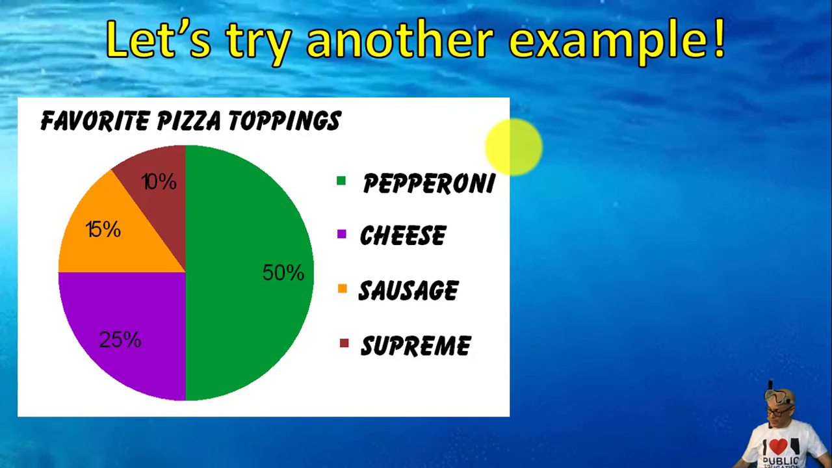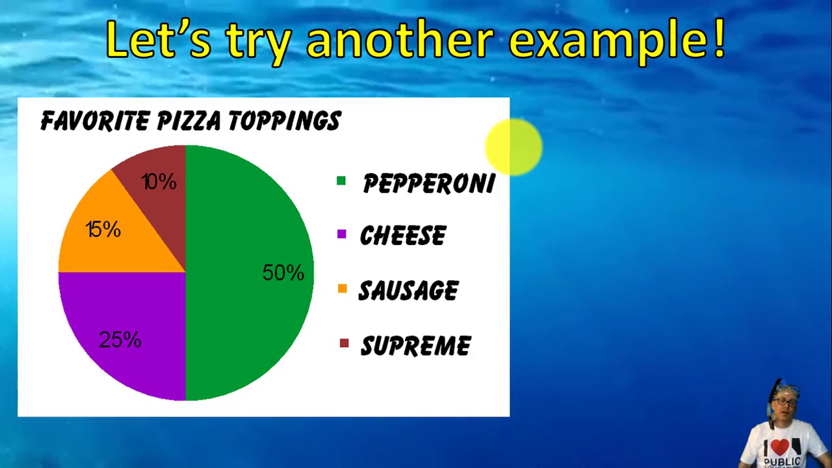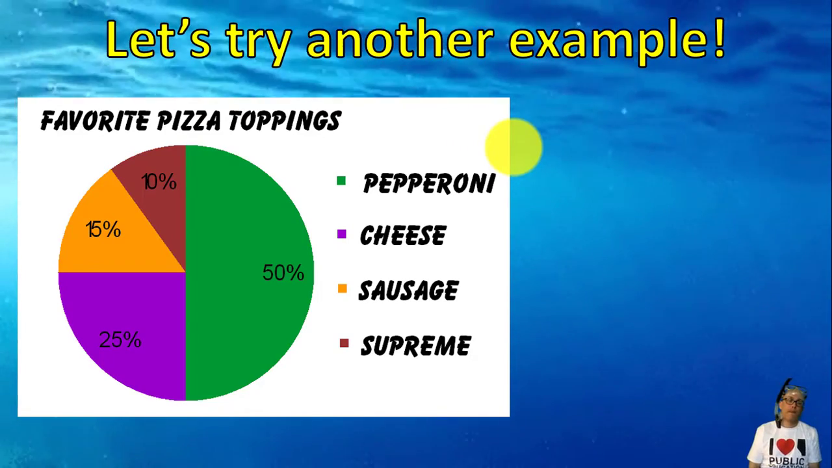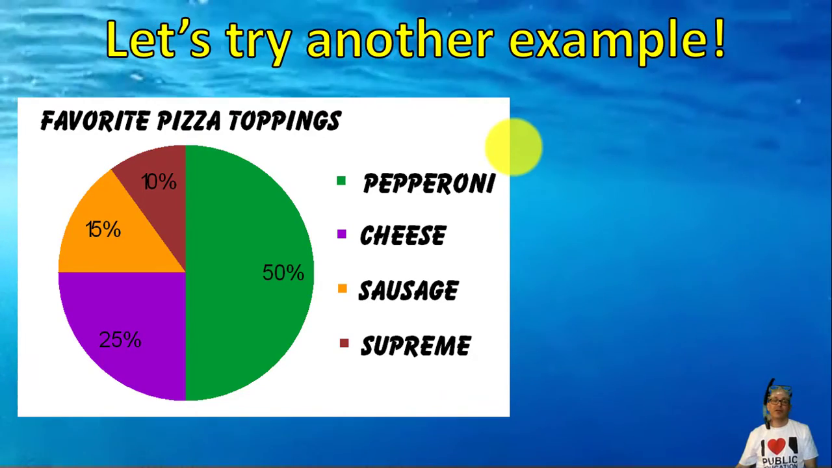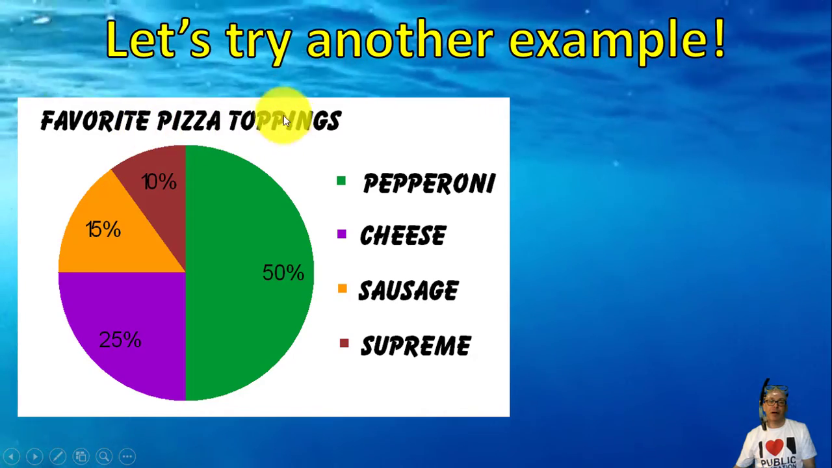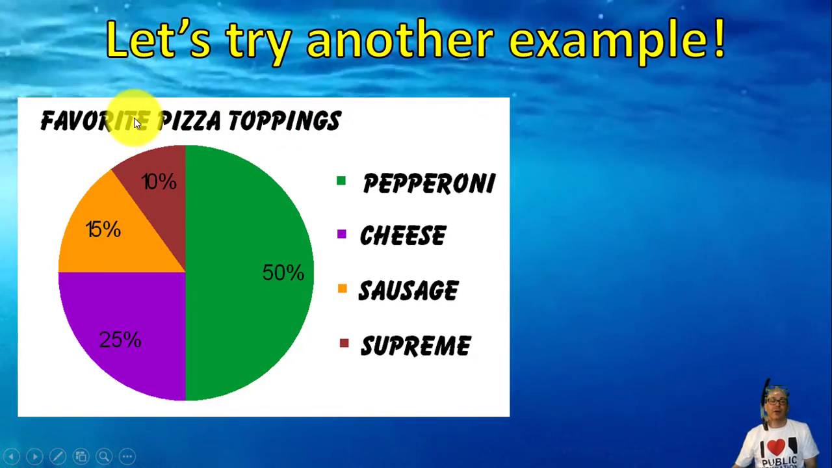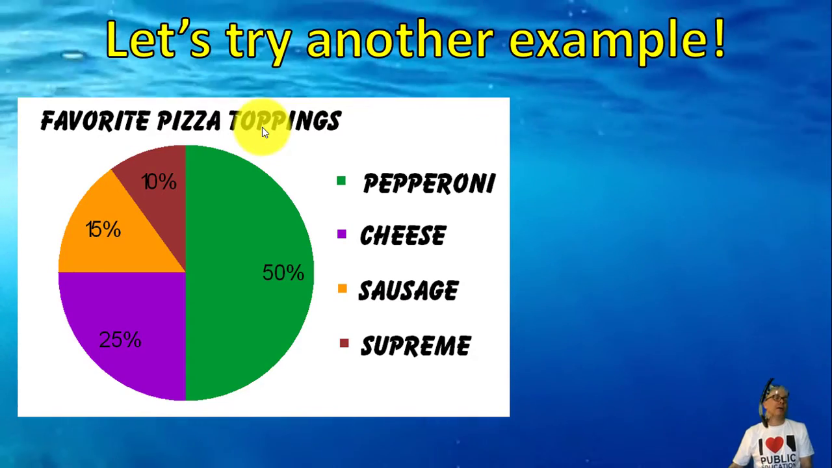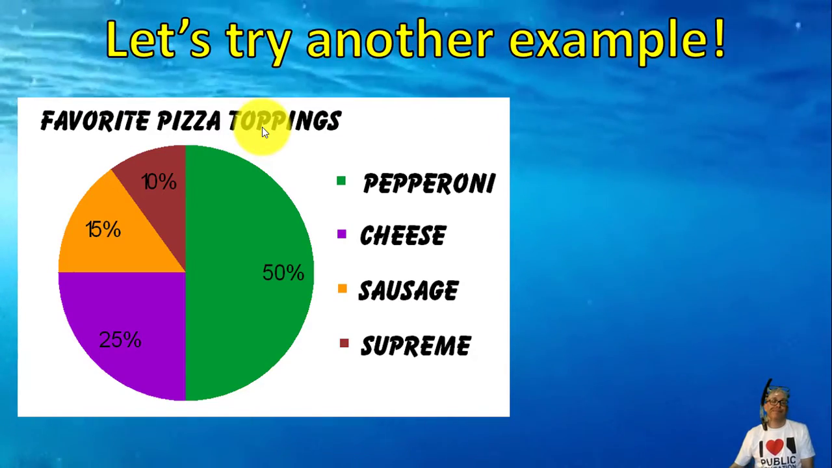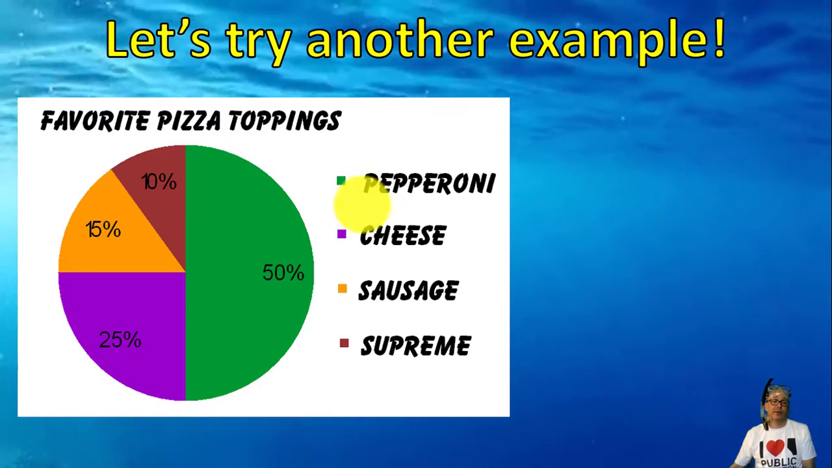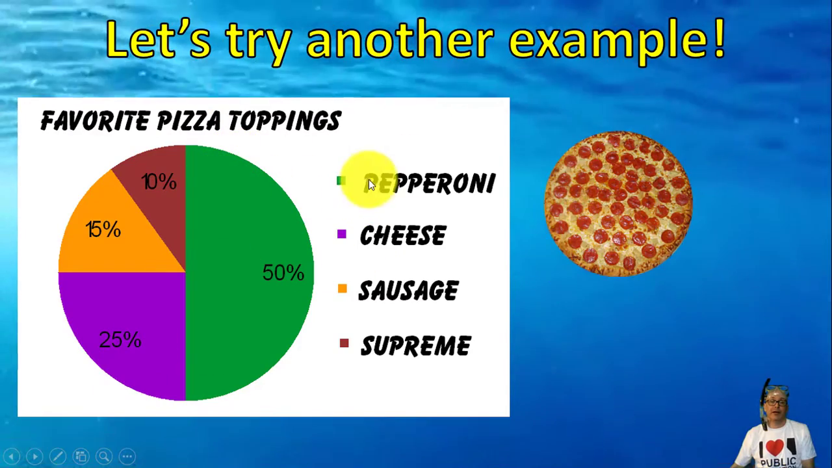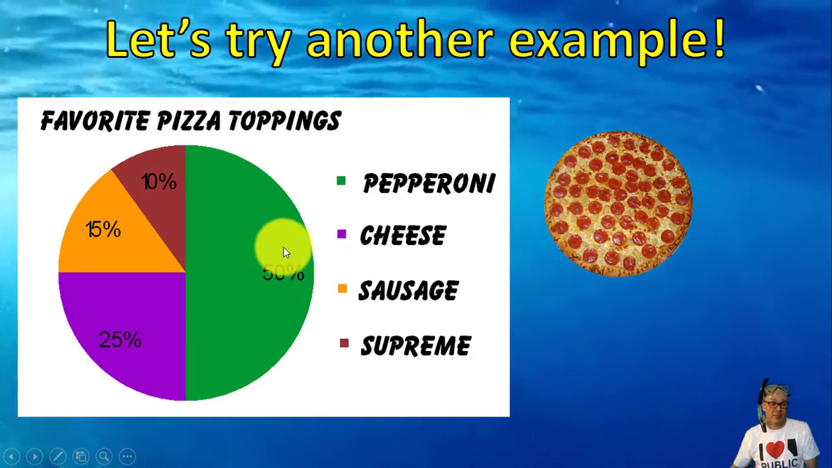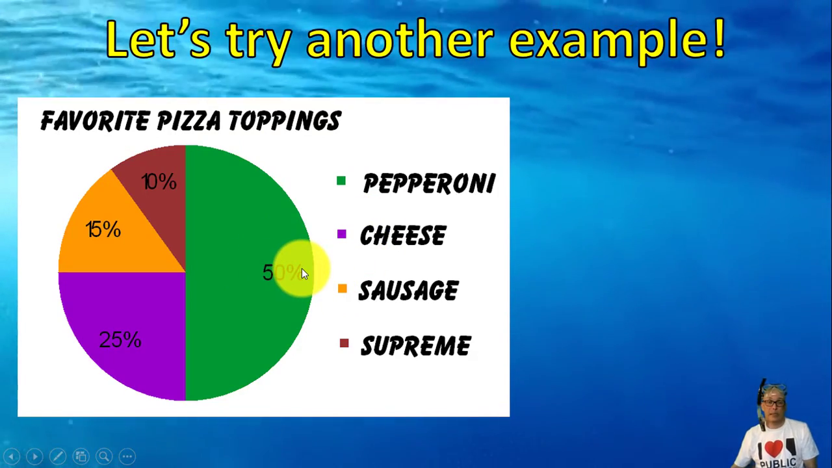Okay, let's try another example. What's the title of this pie chart? Yeah, it's favorite pizza toppings. What do you like on your pizza? What kind of pizza do you like? Well, which is the most popular kind of pizza? On our pie chart, it says that pepperoni is the most popular, isn't it? Because 50% of people said that they liked it best.